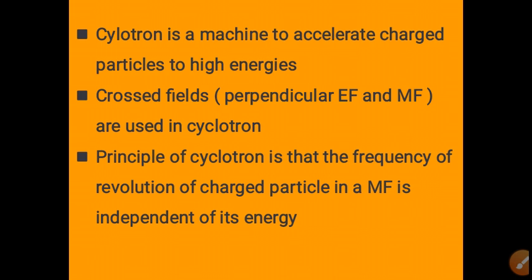The principle of the cyclotron is that the frequency of revolution of a charged particle in a magnetic field is independent of its energy. When we discussed the motion of a charged particle in a perpendicular magnetic field, we got the expression for the frequency of revolution. And it is said that the frequency of revolution of a charged particle is independent of its energy. That principle is used here in the cyclotron. Next, let us see the working of the cyclotron.